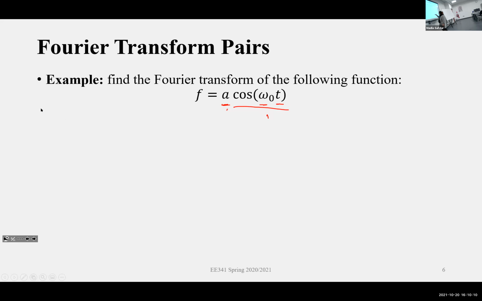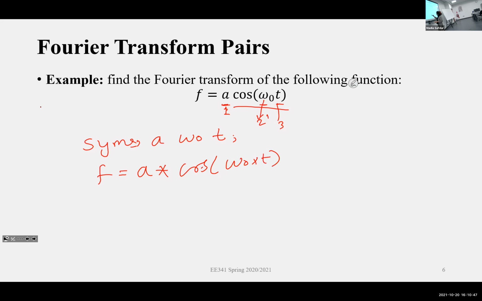Let's say A cosine of omega naught t, not of t. How many variables are there? 1, 2, 3. There are 3 variables. First step is to define the variables. A, omega naught, t, with no brackets and no commas. Then write the function f equals A multiplied by cosine of omega naught multiplied by t.